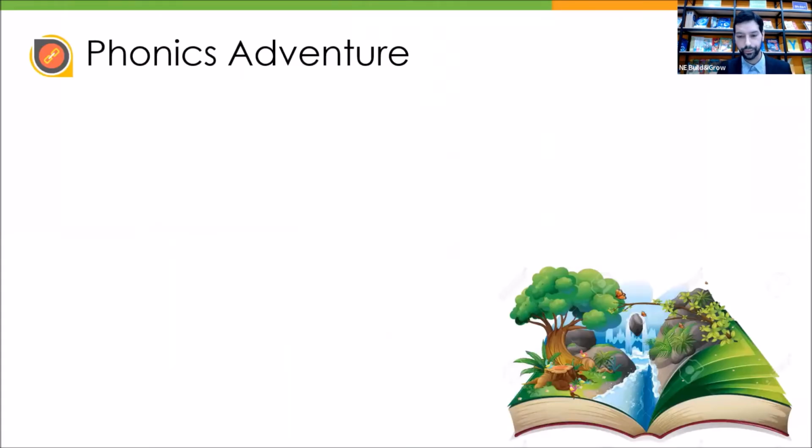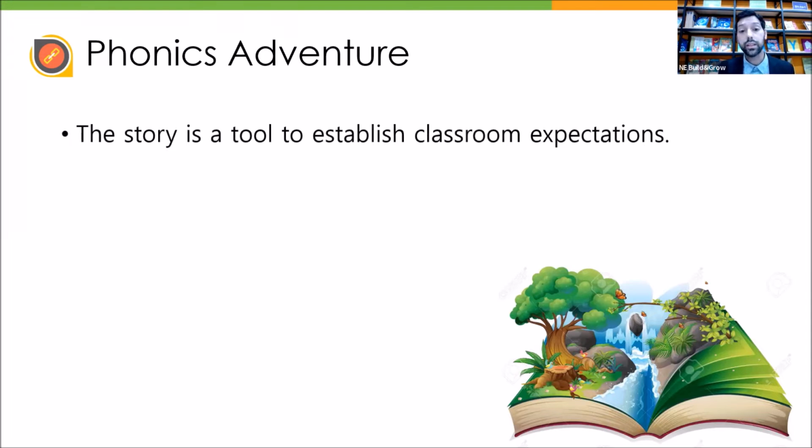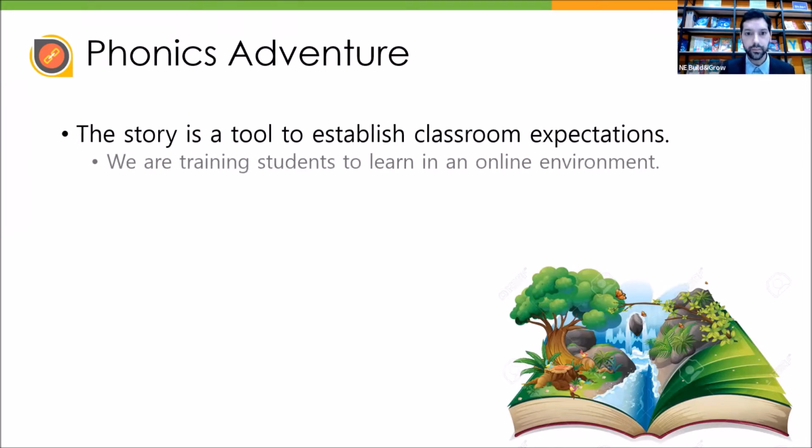Okay, so what is the point of all of this? Why are we doing this? Well, the story is a tool to establish classroom expectations. So because we're not in the physical classroom, we can't do lots of things that we would usually do, right? And we can't keep track of all of our students in terms of how they are responding to the class, right? So students can get bored, they can look away, they can do other things. So this is going to establish classroom expectations, and it's going to help guide them and make sure that they're paying attention throughout the lesson.